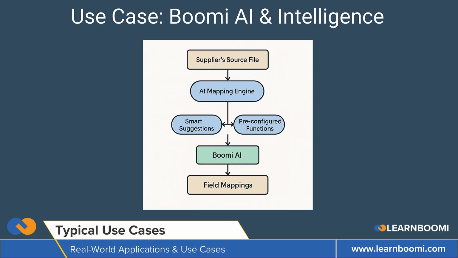Boomi AI automatically analyzes source and target structures. The architect can upload the supplier file. Boomi AI reads the file, understands the pattern, and generates suggested data mappings, field-to-field relationships, and required transformations. Now the developer reviews and approves the AI-generated mappings. The integration is ready in minutes instead of days. Boomi AI continuously learns from thousands of integrations and improves the accuracy.